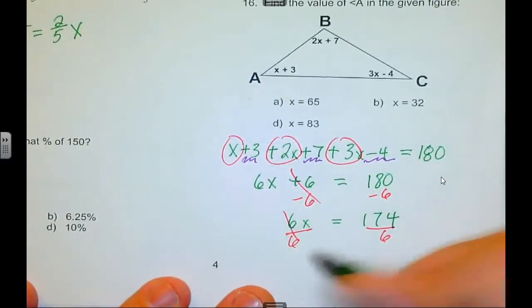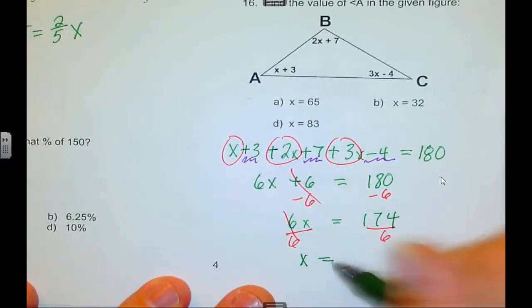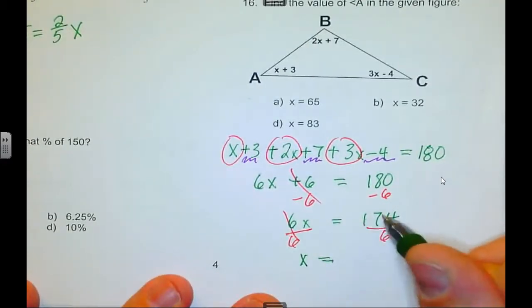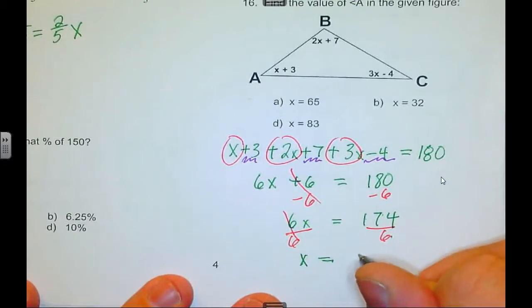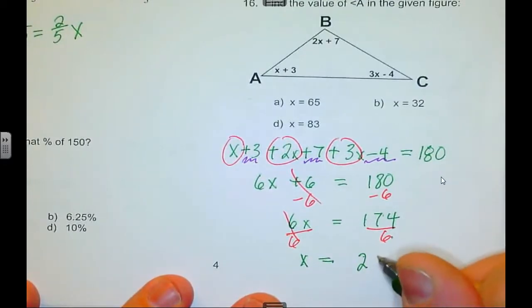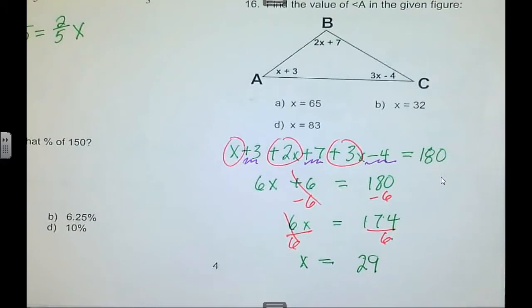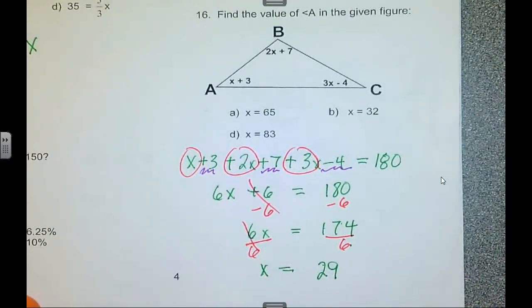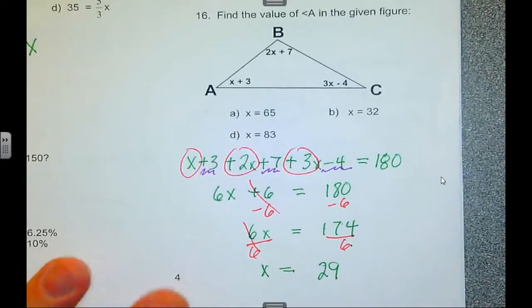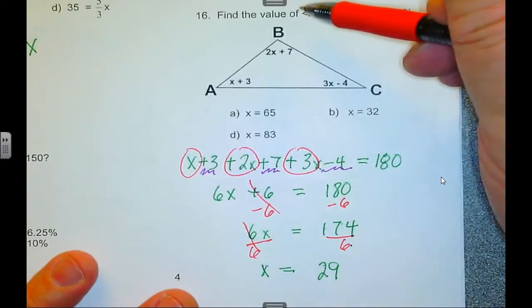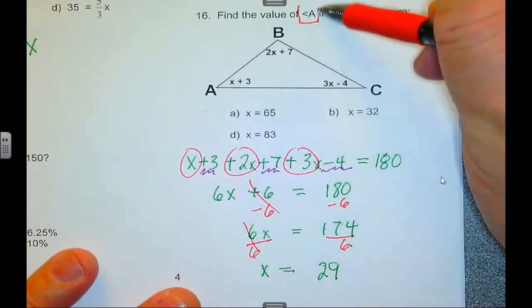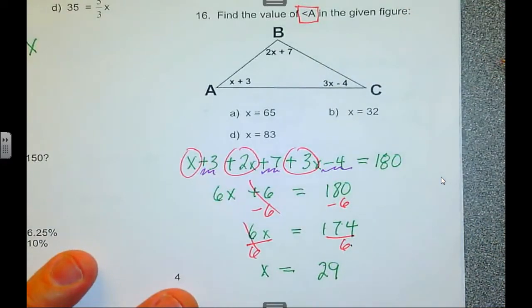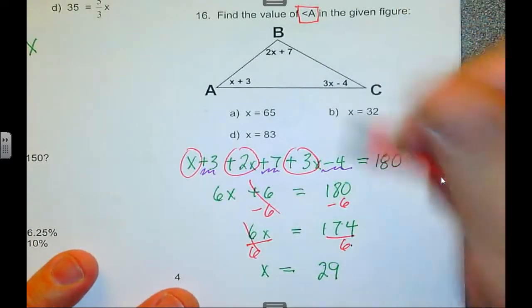x equals 174. Divide both sides by 6. And I get x equals 29. Is that my answer? Why? What's it asking for? Angle A, right? Plug it in.